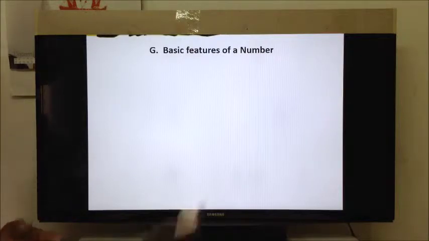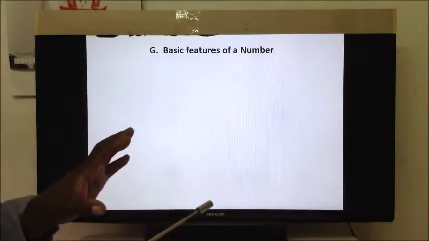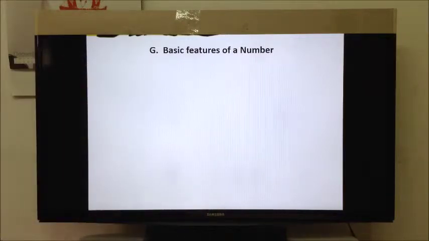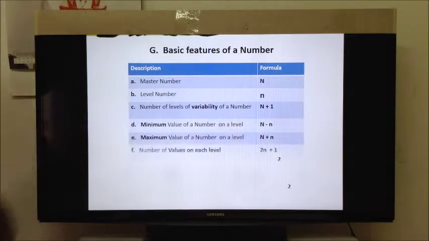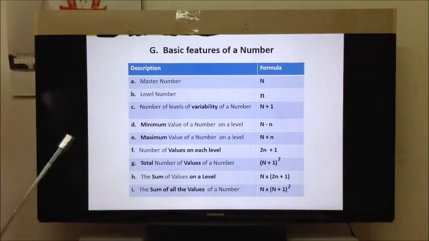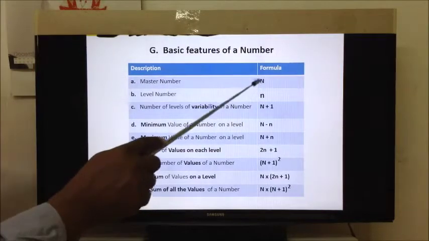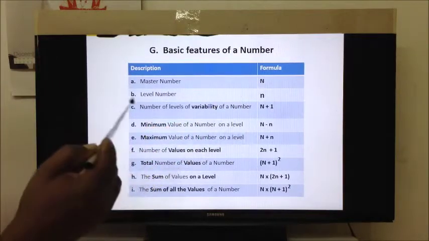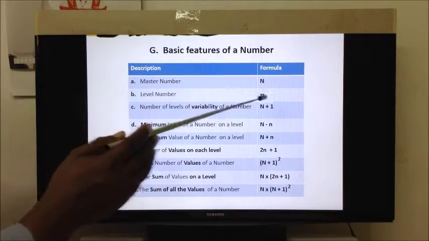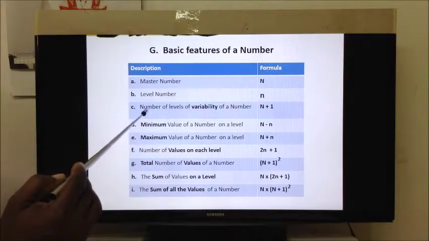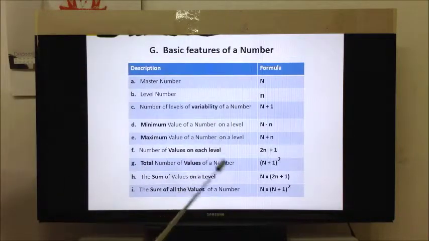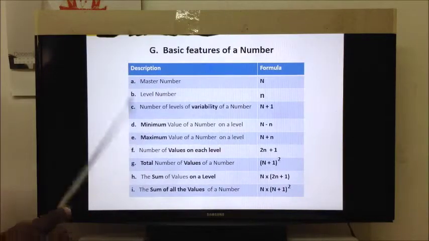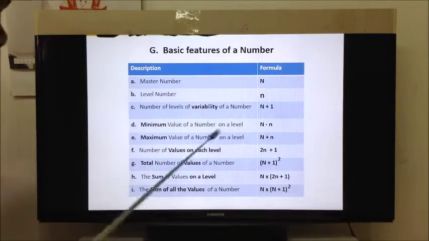Of course, we will not stop here. We have to show you because we have created some pattern that we can see transpiring on our data. If we have to represent them through a table, first you have the number itself. This is what we call the master number. Then you have also the small n, the level number. We have the number of levels that a number can take. Then also minimum values, how to calculate them, and maximum values, how to calculate them.